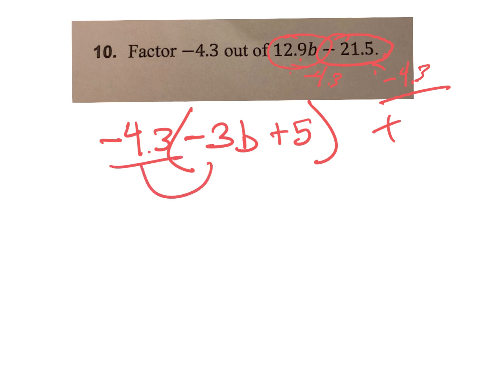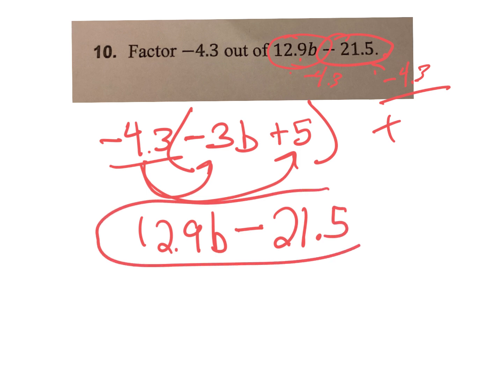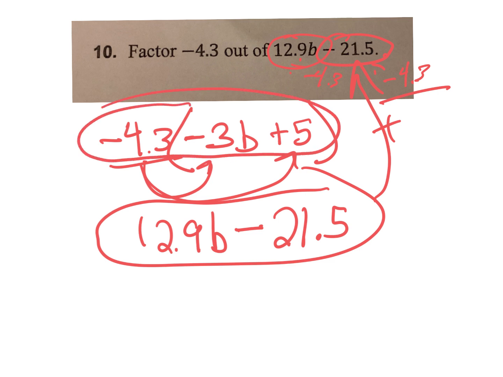So let's check it. Negative 4.3 times negative 3, that is a negative times a negative is positive. So 4.3 times 3 equals 12.9. And the B comes along. And then negative 4.3 times 5. So negative times a positive, so it's going to be a negative. And then 4.3 times 5 equals 21.5. That looks exactly like that. So my answer is this right here. That's the answer I'm looking for.